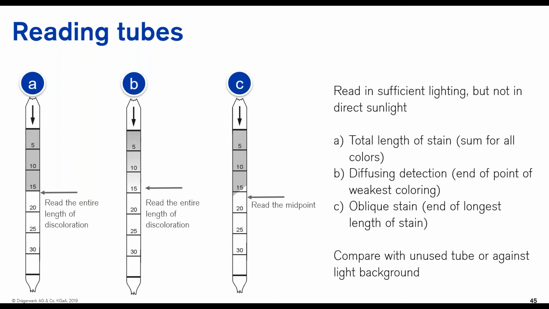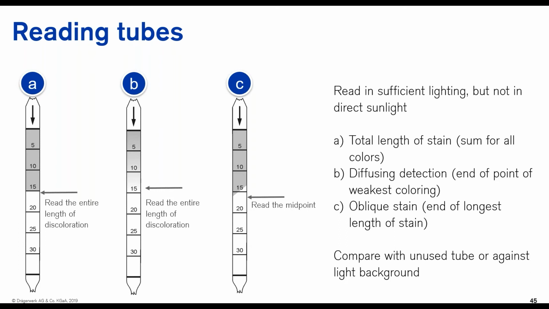But for diagram B, this is where a lot of customers ask us how to read those faint discolorations. For diagram B itself, you need to read the tube in sufficient lighting, not under direct sunlight. You can use paper and use an unused tube as a form of comparison on the discoloration. You can put the unused tube side by side against a lighter background and compare it to the faint discoloration. That's where you will probably be able to identify the end point of the weakest discoloration, and then you read at the end of the entire discoloration as an indication of the concentration.